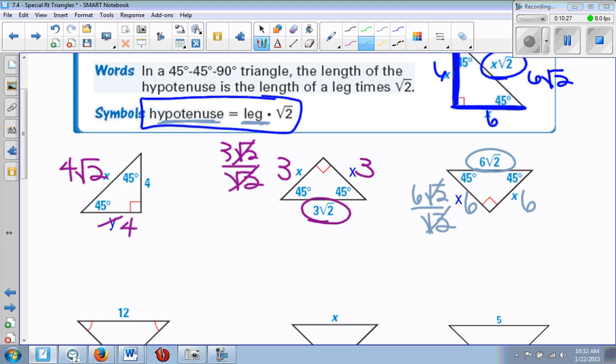If you want to go the other way around, say that you want to find a leg, like in the second and third problems, you're going to take the hypotenuse and divide by the square root of 2. So if you have a leg, multiply by root 2. If you have the hypotenuse, divide by root 2.